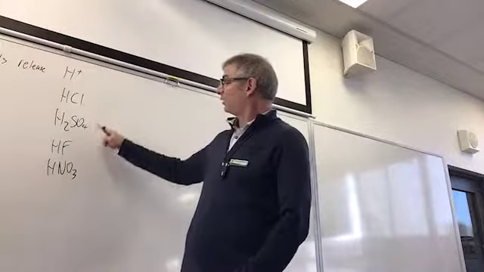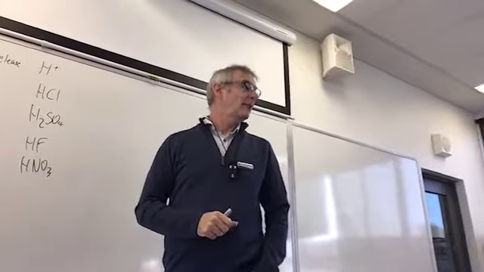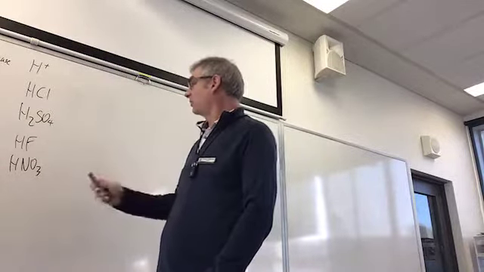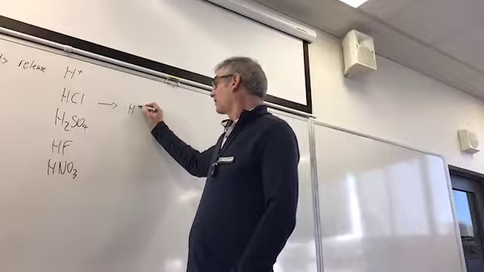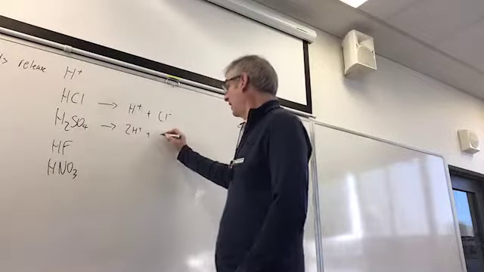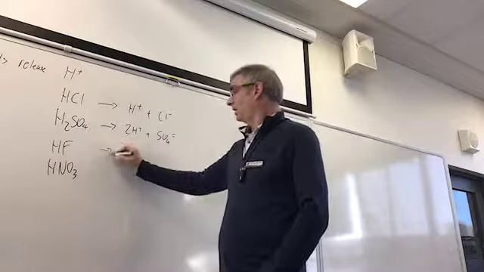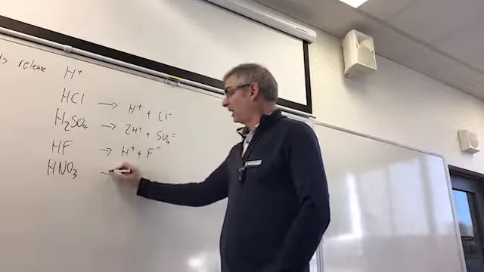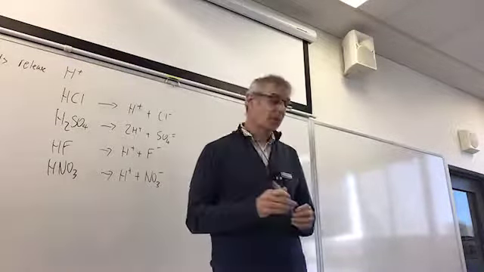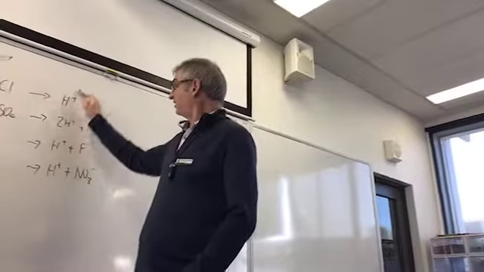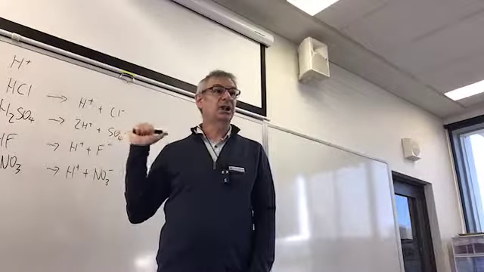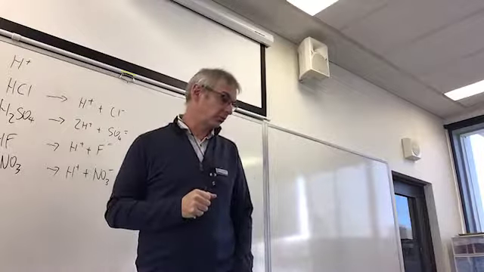And what's one thing that they all have in common? They all have a hydrogen in them, don't they? That's what makes them an acid. When we add these into water, we end up with a hydrogen ion and a chloride ion. Here we'll end up with 2 hydrogen ions and a sulfate ion. Here we'll end up with a hydrogen ion and a fluoride ion. And we'll end up with a hydrogen ion and a nitrate ion. So this is what tells us that it's an acid. All acids will release hydrogen ions when you add them into a solution.